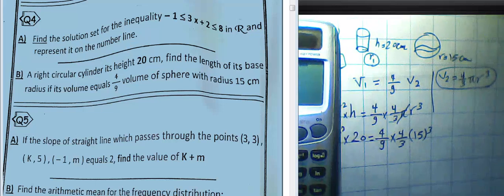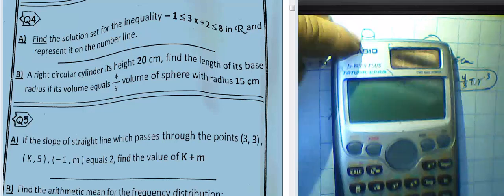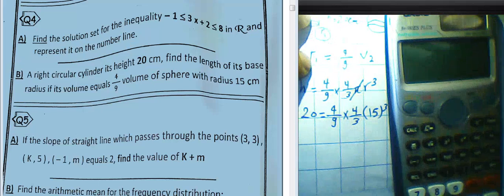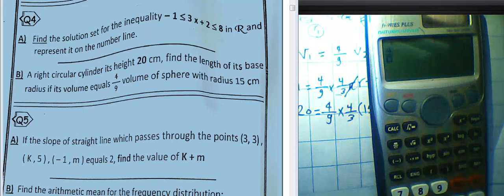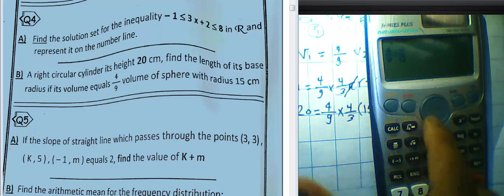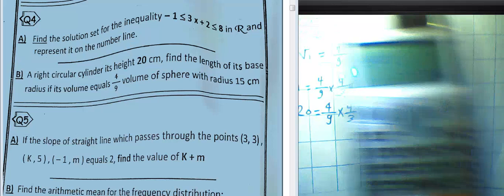Look with me here. We can write all this in the calculator right here: 4/9 multiply 4/3 multiply by 15 to the power 3. The result will be 2000.